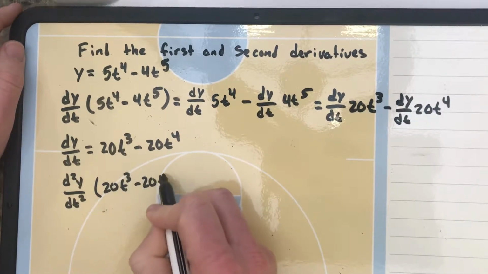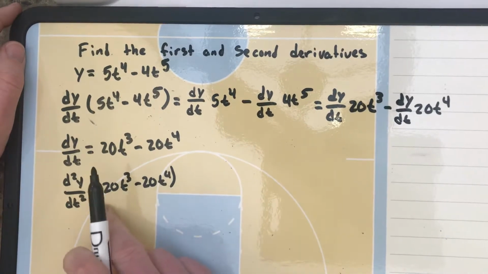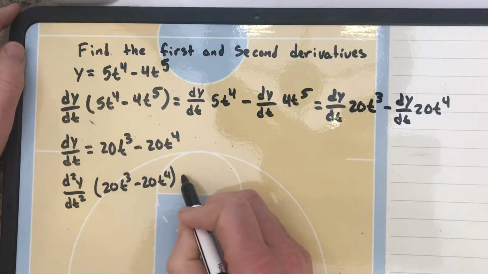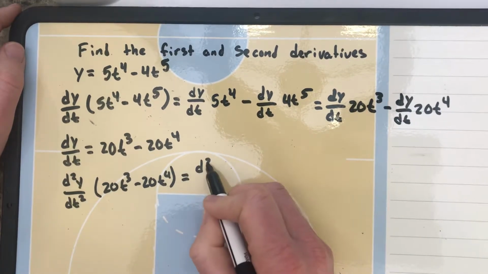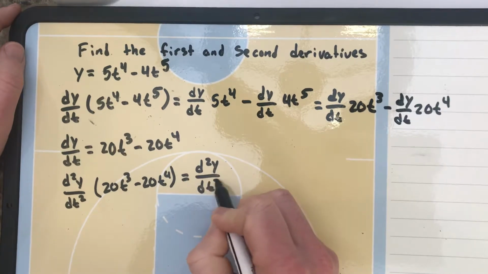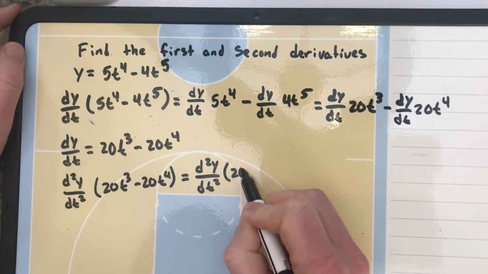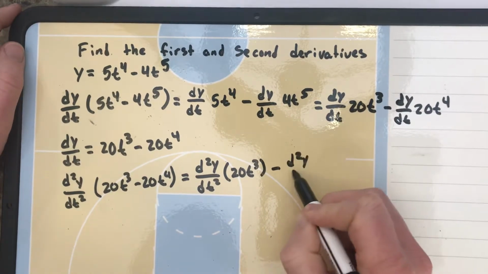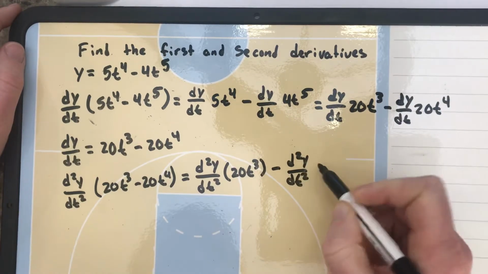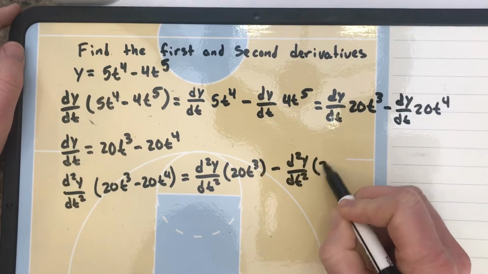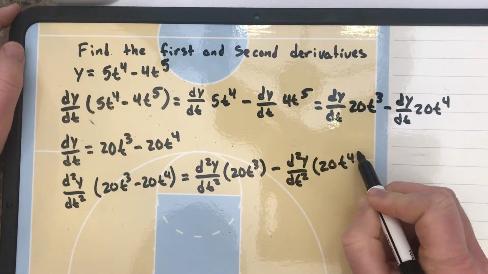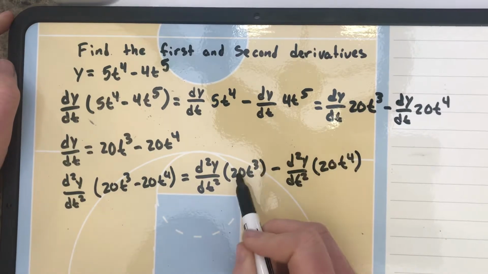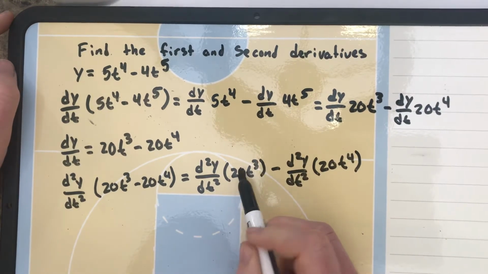And again, we're going to use the difference rule for derivatives. And when we split this, that will give us d2y over dt squared of just the first part, 20t cubed, minus d2y over dt squared of the second one, which is 20t to the fourth. And when we go ahead and reduce this down, this is going to give us 60t squared. So I'm going to write that down here.